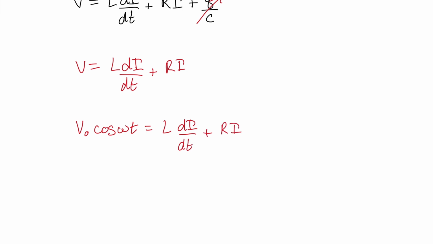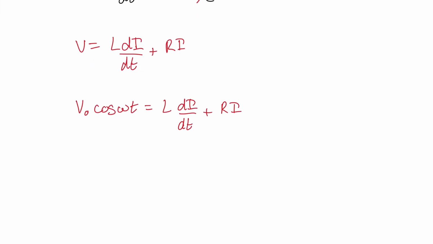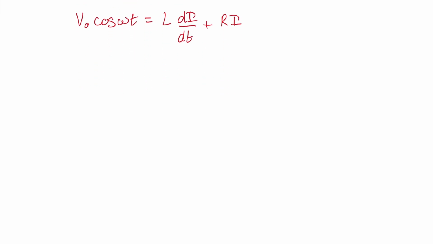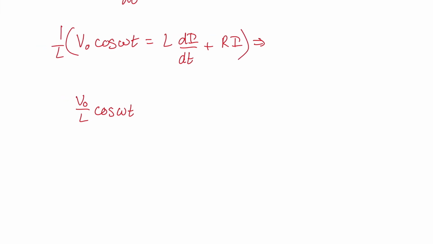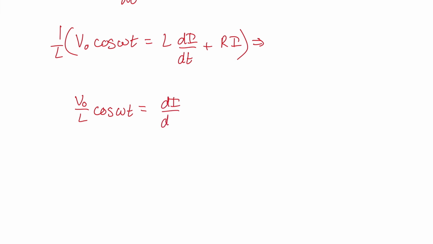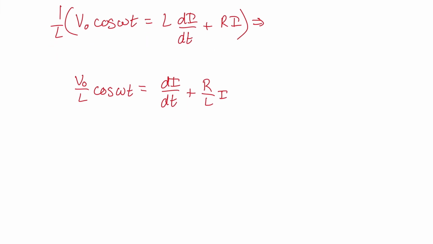Now, we're going to try to get this in its form where we can find an integrating factor. So we're going to divide everything by L, so we have V naught over L times cosine omega t. We're going to divide everything by L, 1 over L. That is equal to di/dt plus R over L times I.